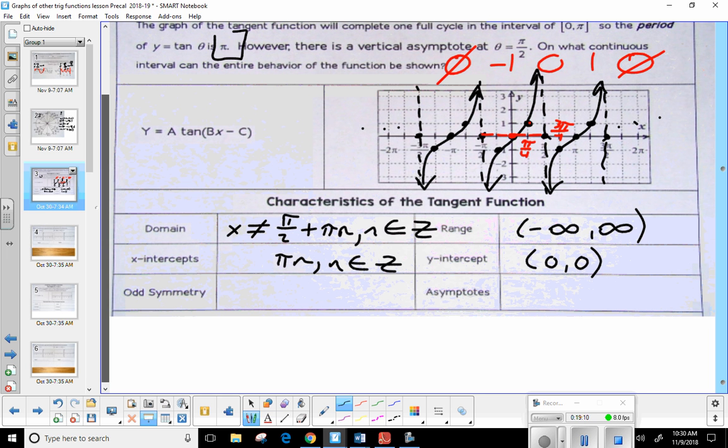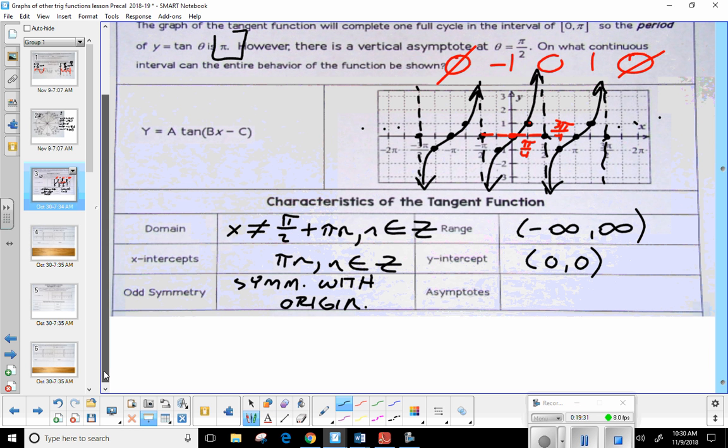Okay. What kind of symmetry do you think it would be? Well, it says odd, but what is odd symmetry? If you rotated it how far? 180 degrees, yes. So this is symmetric with the origin. And then here's what's really nice.